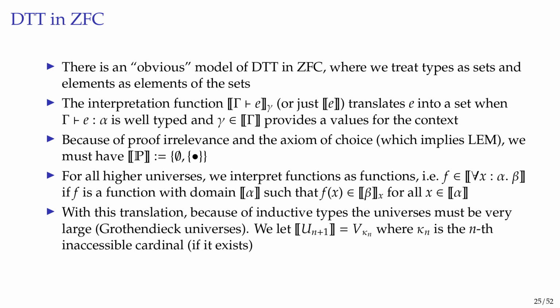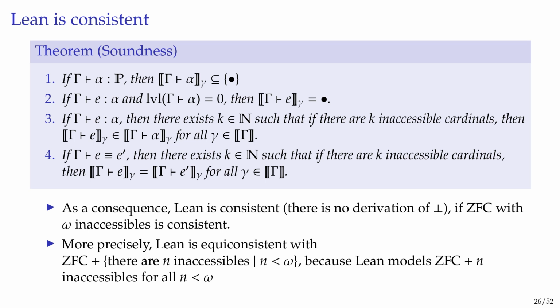So Lean has a model in ZFC. There's a sort of obvious model where we treat types as sets and elements as the elements of the sets. I won't go into the details of the argument here, but we can talk about it afterwards if you're interested. And here's a statement of the soundness theorem. It says that if you have a typing relation, E has type alpha, then if there are k inaccessible cardinals, then the interpretation of E lies in the interpretation of alpha.